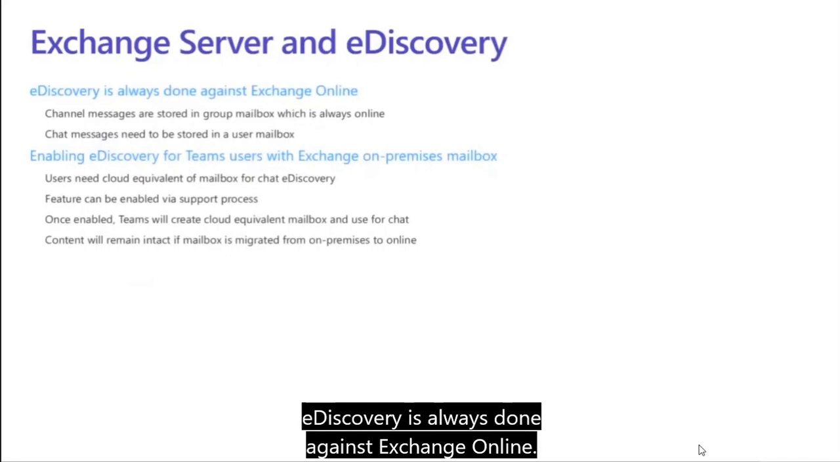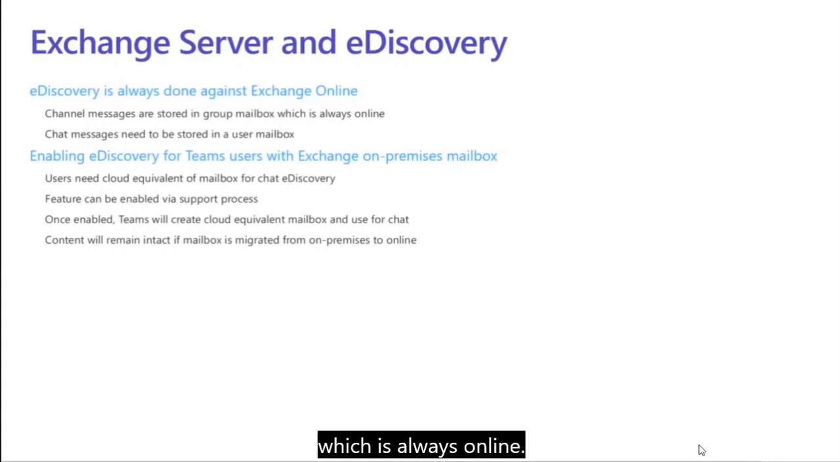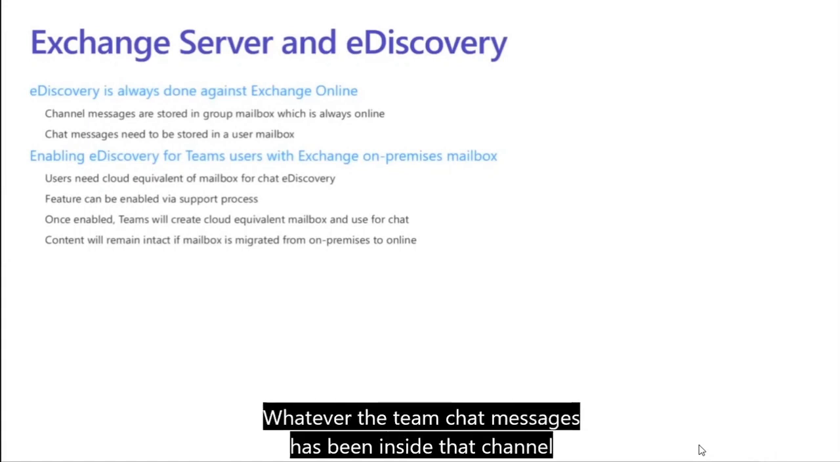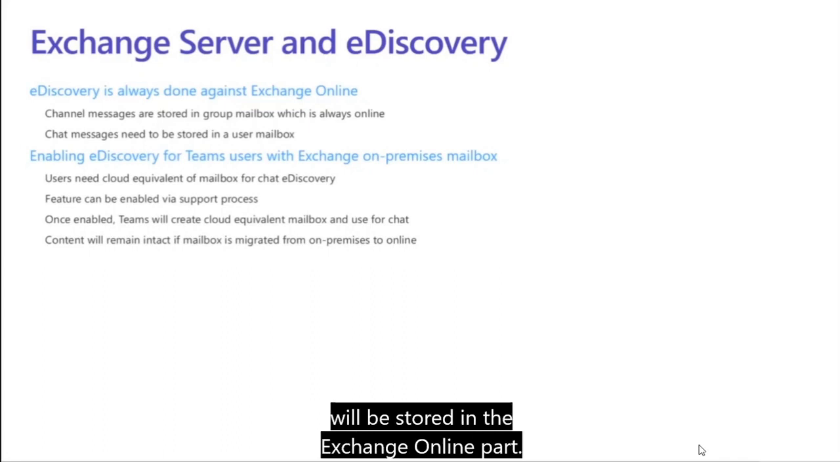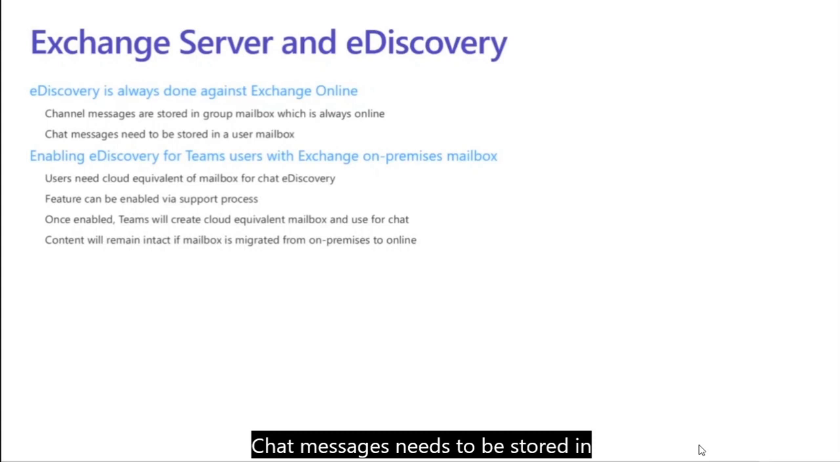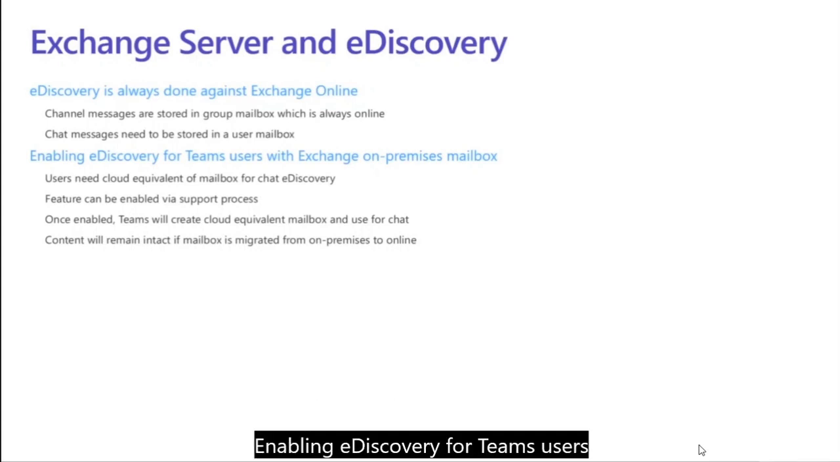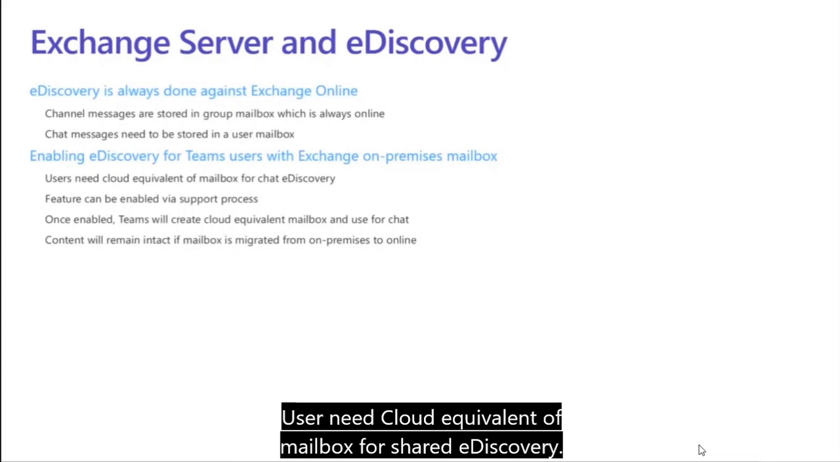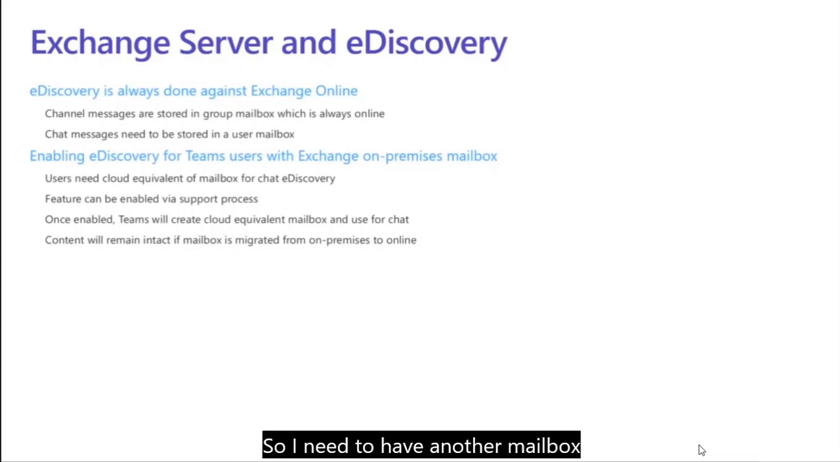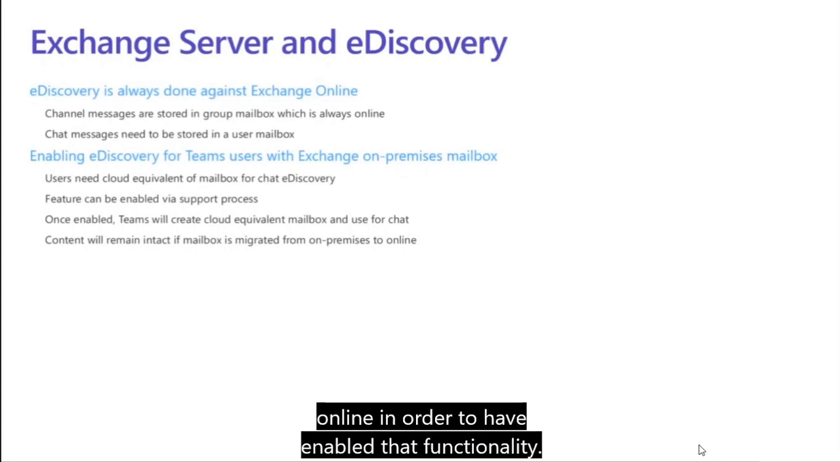E-discovery is always done against Exchange Online. Channel messages are stored in the group mailbox, which is always online. Whatever the team chat messages inside that channel will be stored in Exchange Online. Chat messages need to be stored in a user mailbox if it's one-to-one, for example. Enabling e-discovery for Teams users with an Exchange on-premise mailbox: the user needs a cloud equivalent of the mailbox for chat e-discovery. So I need to have another mailbox online in order to enable that functionality.